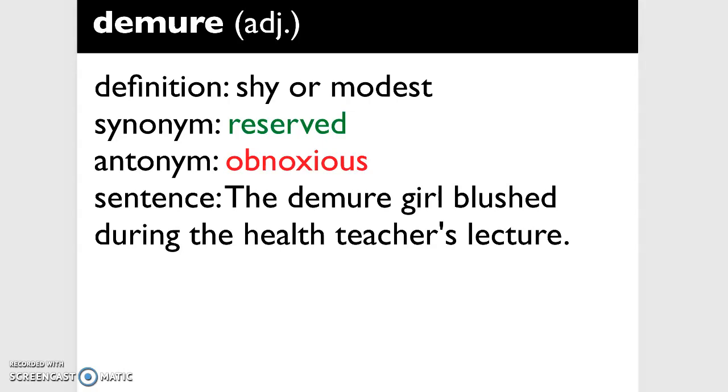So something that is demure is shy, modest, quiet, keeps to themselves. A synonym would be reserved. The antonym of this would be obnoxious, someone who's loud, who's boisterous. And the sentence would be, the demure girl blushed during the health teacher's lecture.